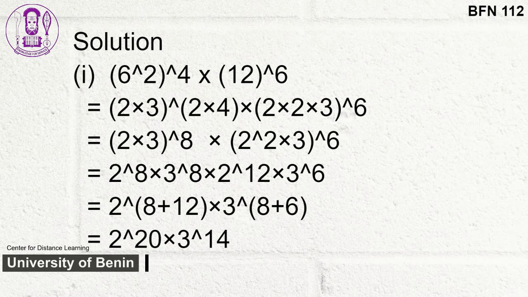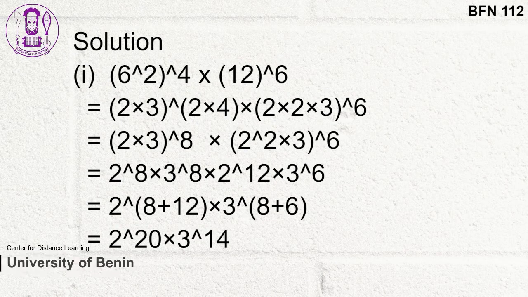Equals 2 to the power of 8 times 3 to the power of 8 times 2 to the power of 12 times 3 to the power of 6. Equals 2 to the power of 8 plus 12 times 3 to the power of 8 plus 6. Equals 2 to the power of 20 times 3 to the power of 14.